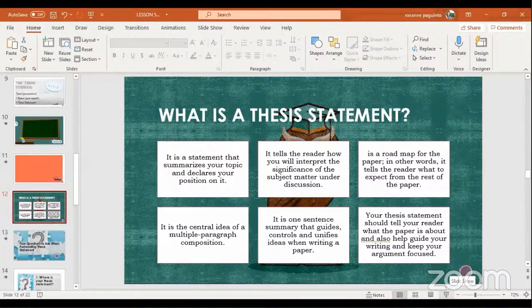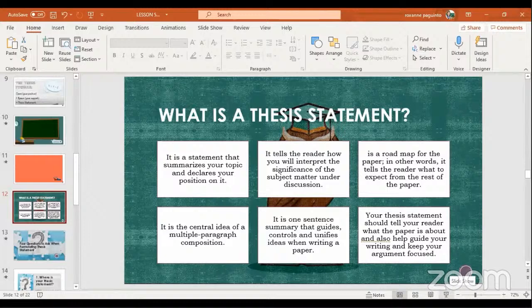You cannot have both. Again, in a thesis statement, you cannot agree and disagree. You cannot be biased. It's only a single position, a single stand. All right. It is the central idea of a multiple paragraph composition. When we say central idea, the entire essay evolves here. The entire essay evolves in your thesis statement.